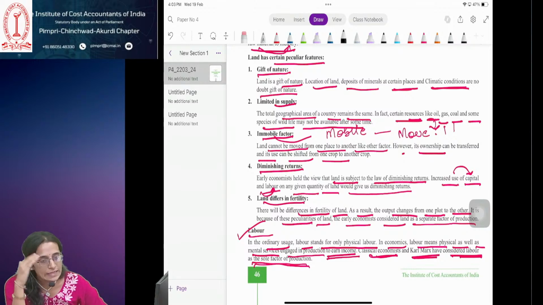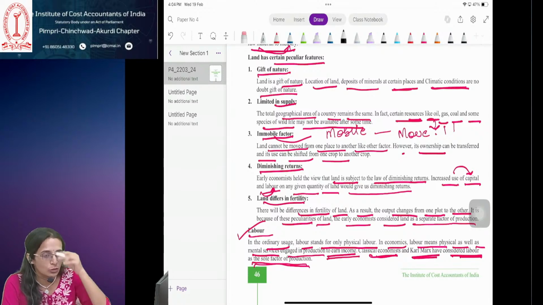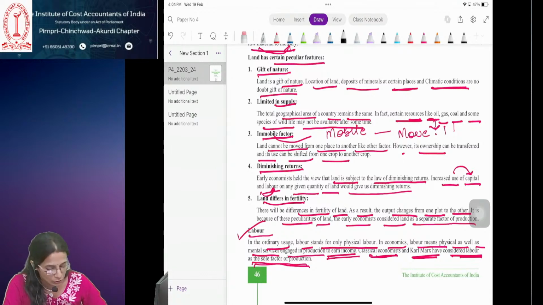As we increase the amount of input factors, the total output goes on increasing at the first stage. But later, even if we increase the input, the total output goes on increasing at a diminishing rate, and then goes on decreasing. So we will see this applies in the case of land also.